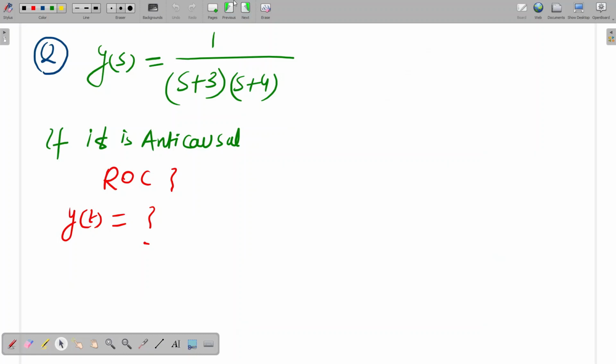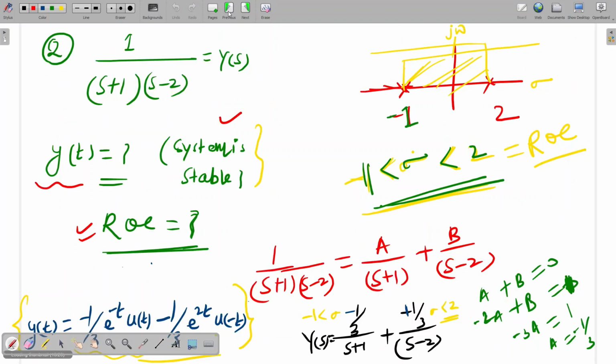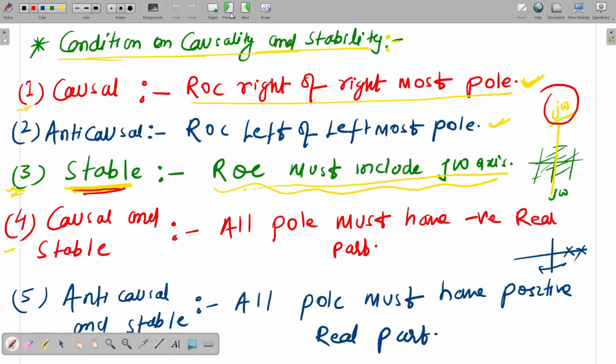So this is also a similar type of question. If it is anti-causal, what is the ROC and what is y(t)? This we have to find. In a second, I will show you the rule once. What is the anti-causal rule? Anti-causal means ROC is left of the leftmost pole. This criterion should be followed for anti-causal.